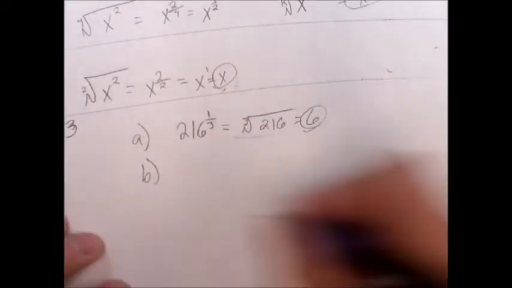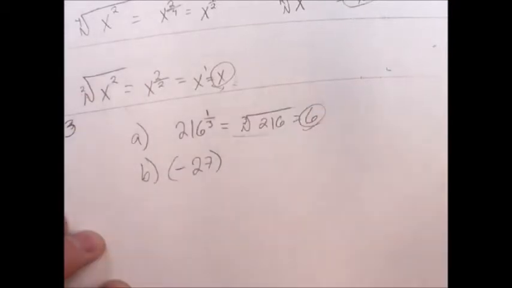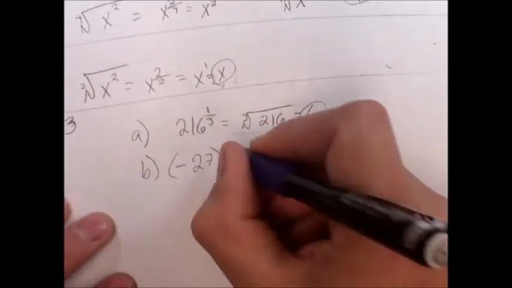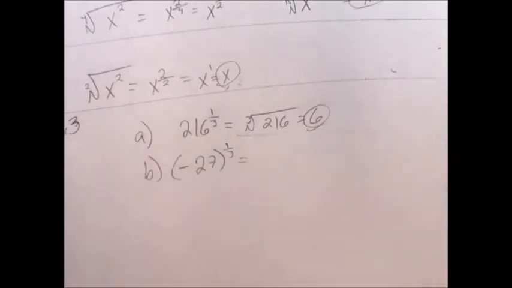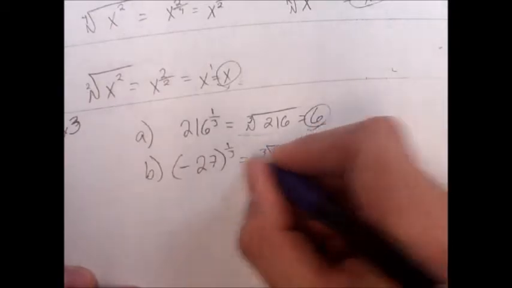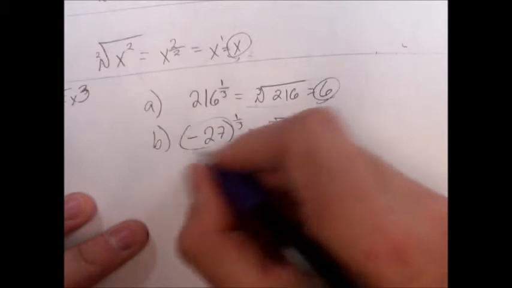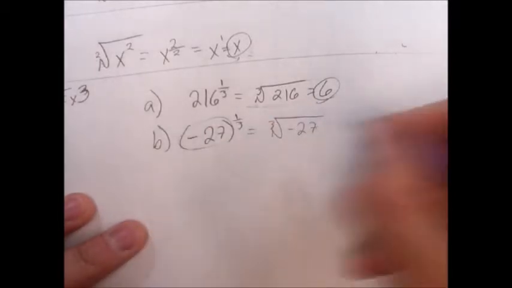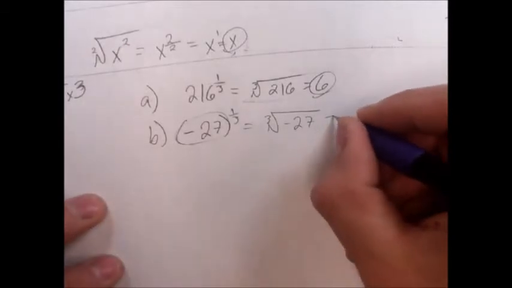On part B, it says negative 27, and notice that it puts it in parentheses. Had this not been in parentheses, we'd get a completely different answer. It wants us to rewrite it. So I need to rewrite this as a cube root. I know that because of the 3 on the bottom. I'm going to put my radicand right underneath, so negative 27. So what multiplied by itself 3 times is negative 27?